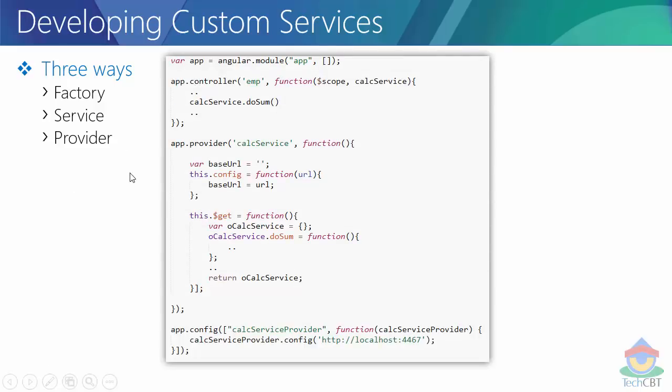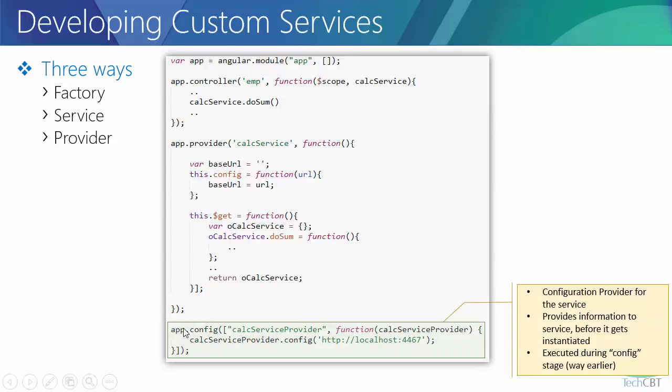You can see it has more code than factory and service, because it needs to work with configuration information as well. This is again pretty much similar. I have the controller, I have the scope and calculate service. Now instead of using app.factory or app.service, I am using app.provider. At the very bottom you also have app.config, which means this particular configuration really works at the app level.